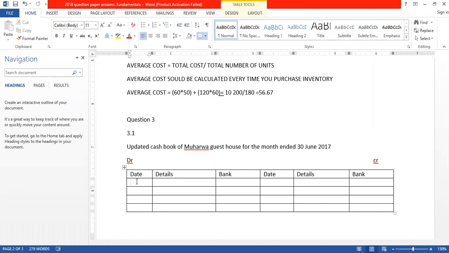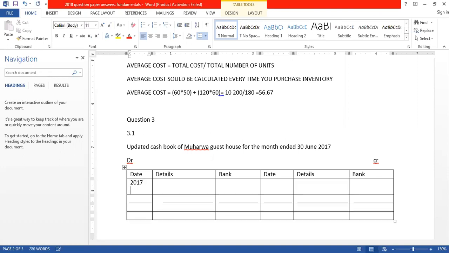We said that balance brought down is always on the first day of the month, but in this case, because we are updating a cash book that already exists, we are just trying to get the correct balance of our cash book. That's why our balance will be on the 30th. So you will have 2017. You always start with the year first, and then the month, June the 30th.